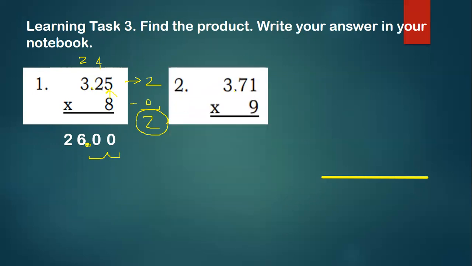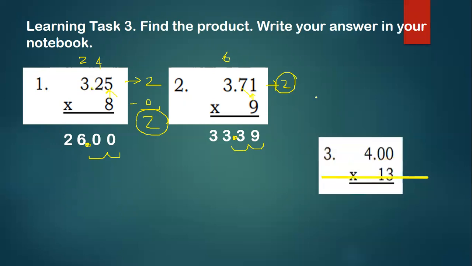Next tayo. Number 2. 3.71 multiplied by 9. Again, multiply like whole numbers lang. 9 times 1, that is 9. 9 times 7, that is 63. So 3 carry 6. And then 9 times 3, that is 27 plus 6, that is 33. And then alamin natin kung ilang decimal places meron sa ating factors. Meron dito sa una dalawa, dito wala, so a total of 2 lang. Kaya sa ating product, mag-move tayo ng 2 places lang. So the decimal point is here. Yun.